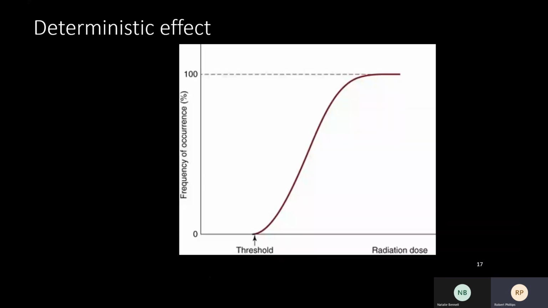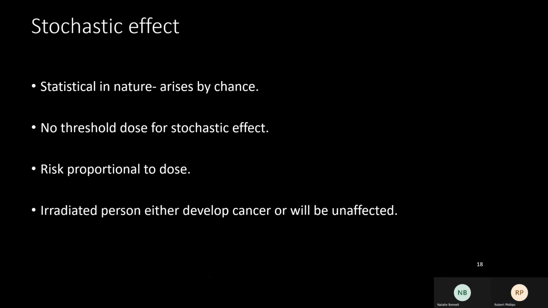This is a graph of deterministic effect. The y-axis is the frequency of occurrence of the disease, and the x-axis is the radiation dose. You can see the threshold dose, and the condition will never occur below that threshold dose, but above that dose it invariably occurs, 100%. So this is deterministic effect.